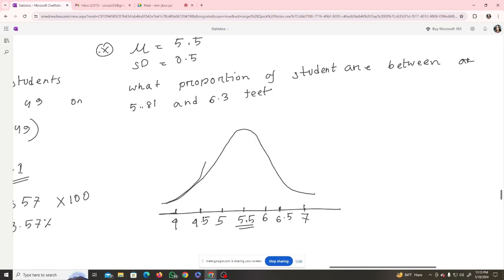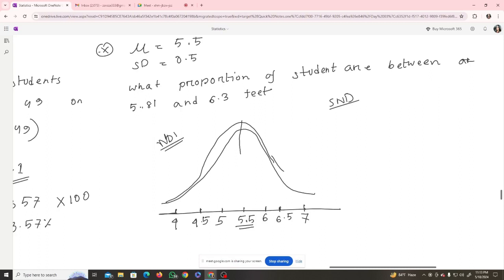Sorry, it is looking asymmetric, but it should look symmetric. Okay, this is the main value. Anyways, this is the normal distribution of your question, but we will solve this problem by converting it to the standard normal distribution, right?